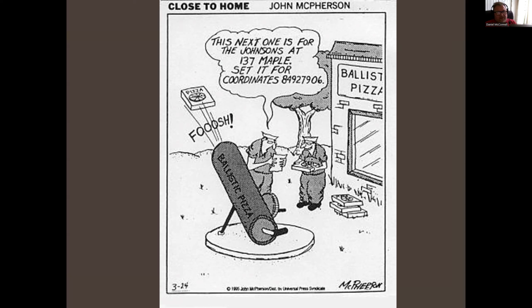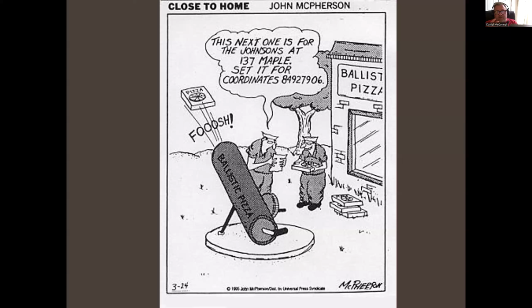So what do they do? They stick the pizza in the cannon, and one of these guys has a piece of paper, and you can see that his piece of paper tells him that for the street address of 137 Maple, there's some coordinate setting on the cannon that is 849279006, whatever that is, right? But the idea is that you set the control knob on the cannon to that particular number, and that should hit 137 Maple. It's going to land on their front doorstep, and then there you have it, right? Well, how did they get that coordinate 849279006 in the first place?